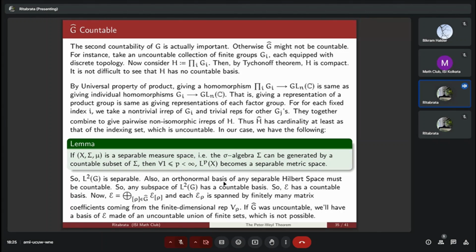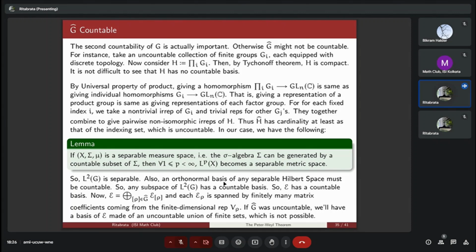It is not difficult to see that H has no countable basis. By the definition of the product topology, for any choice of finitely many slots, we need at least one member of the basis. So basically you have an uncountable index, and it will vary over all finite sets, and that will easily generate uncountably many elements of the basis. So in particular, it cannot have any countable basis.